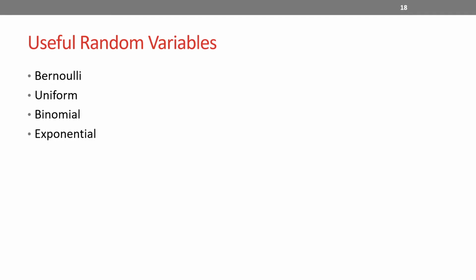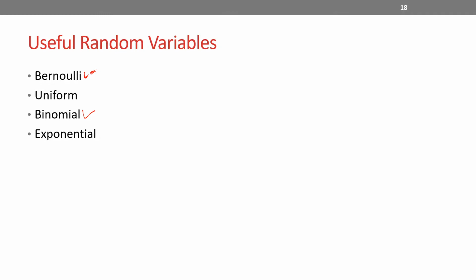Okay, so now we're beginning to talk about some known and useful random variables. And in specific, I'll be discussing the Bernoulli, uniform, binomial, and exponential. In this video, I'm discussing Bernoulli and binomial, and why I've grouped them together is because there is a relationship that exists between both of them.